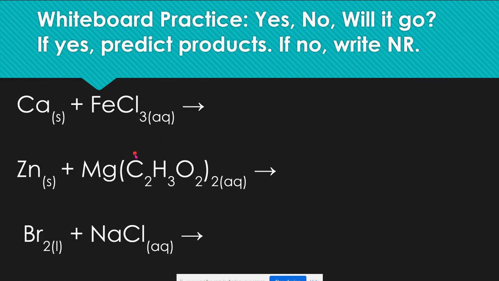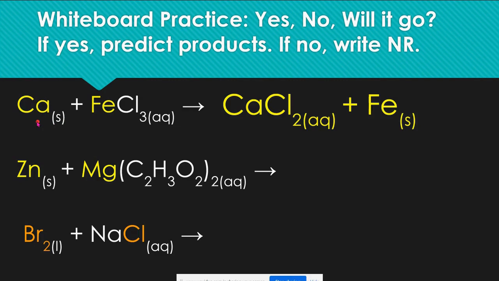Okay, so welcome back. Let's go ahead and do the first one. Now remember, what I've done with color coding here is you're going to compare the standalone element with the element in the compound. For the first one, is calcium more reactive than iron? According to the reactivity series, it sure is. So I'm going to produce a new aqueous compound and a new solid. Second reaction is not going to occur because zinc is not more reactive than magnesium, so there will be no reaction.